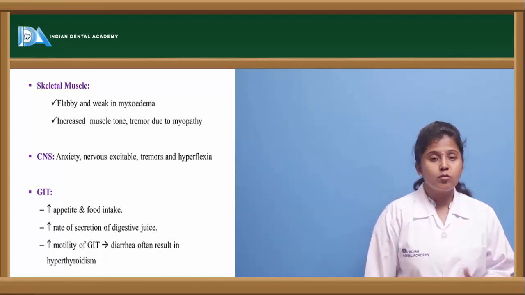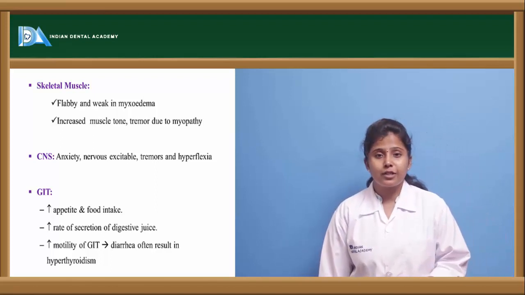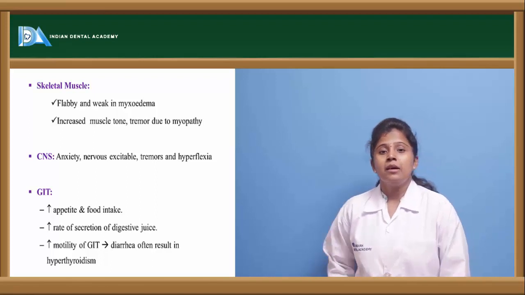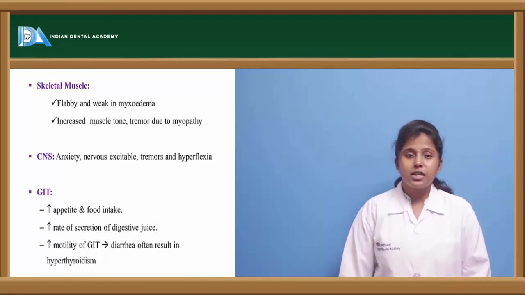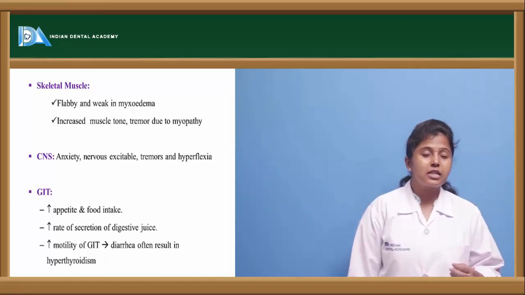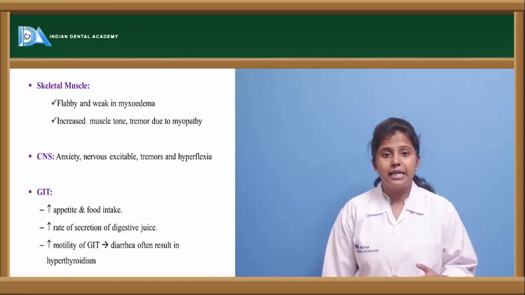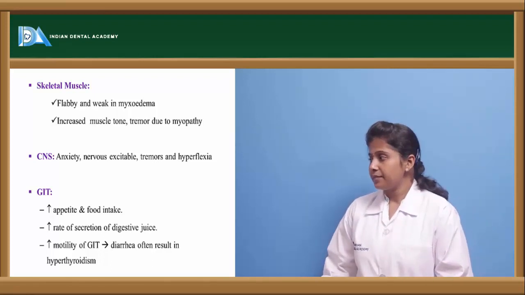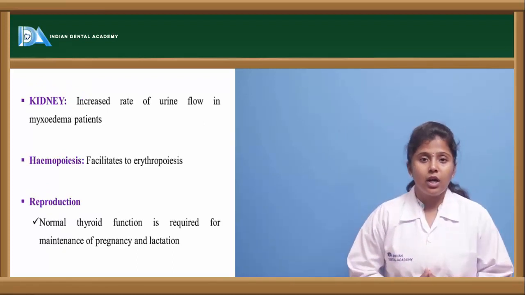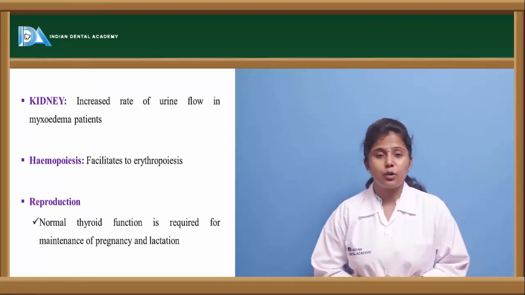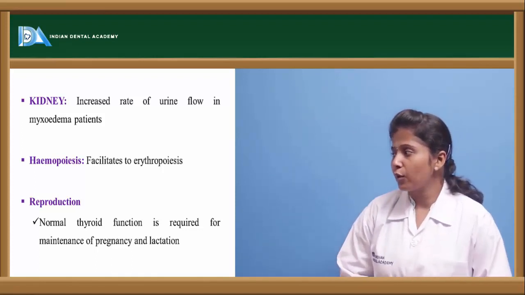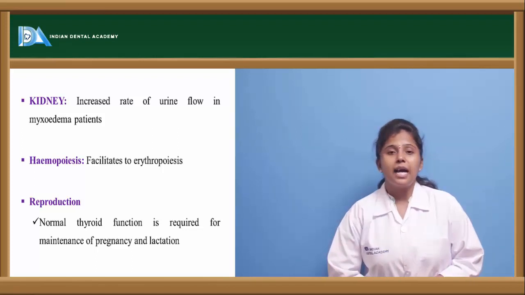On stimulation by these thyroid hormones, the gastric acid secretions will be secreted more, and it causes increased motility of the GIT. The smooth muscle tone of the GIT will be increased, leading to greater GI motility. In the kidney, it shows increased urine output. If a patient has overstimulation of the thyroid hormone, it leads to increased urine flow, as well as it facilitates erythropoiesis.